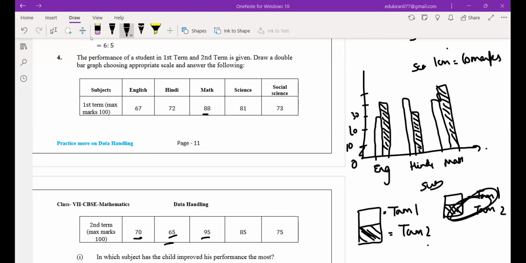Ma'am, the worksheet which was sent for data handling, is it the same question as the homework? It was sent on WhatsApp, the same question only, right? I think so. In that, do we have to take the PDF and do it, or write it on paper? No, just write it on paper, click a photo and share. Yes, ma'am. Okay.